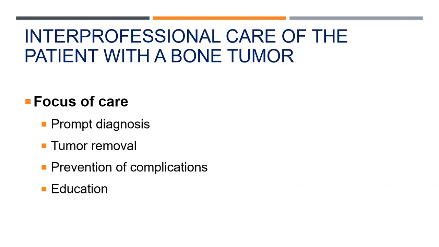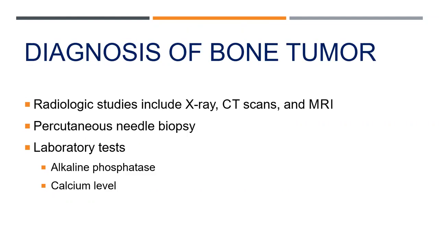Our goals are to have a prompt diagnosis, be able to get that tumor out. Sometimes we can, sometimes we can't. We also want to prevent complications and educate the patient. To diagnose a bone tumor, we'll be doing a biopsy, looking at x-ray, CT, MRI results. Also, specifically, we'll look at the alkaline phosphatase and calcium levels within the body as well.